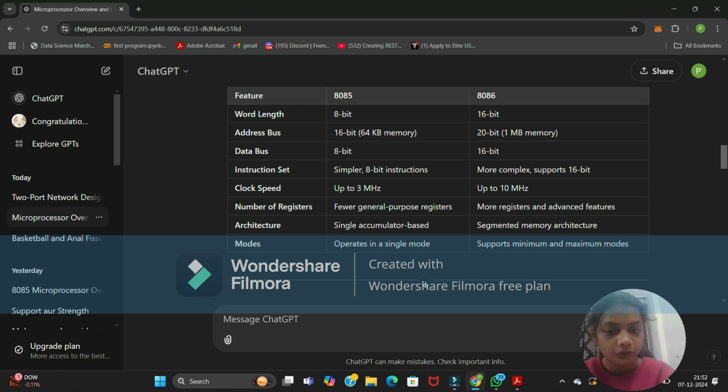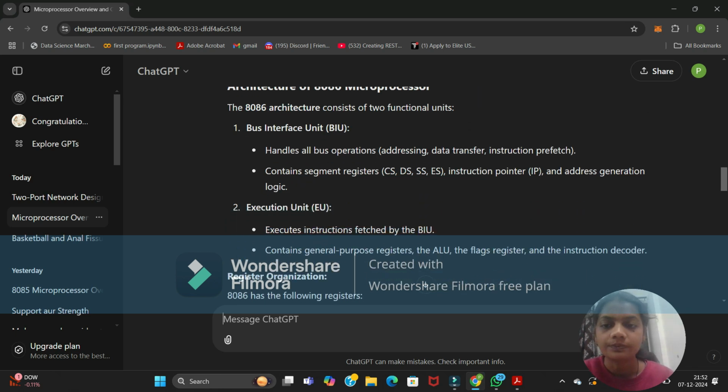Number of registers: fewer general purpose registers for 8085, while in the 8086 microprocessor we use many more registers as compared to 8085, and it also has advanced features. Then we see the architecture. 8085 is a single accumulator based architecture, while 8086 is a segmented memory architecture. Then if we talk about the modes, 8085 operates in a single mode, while 8086 supports minimum and maximum modes.